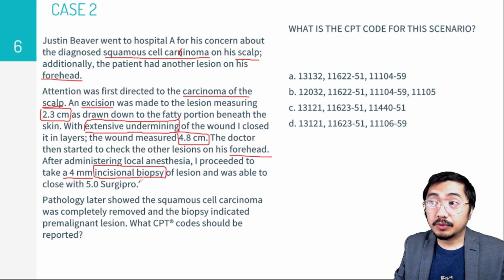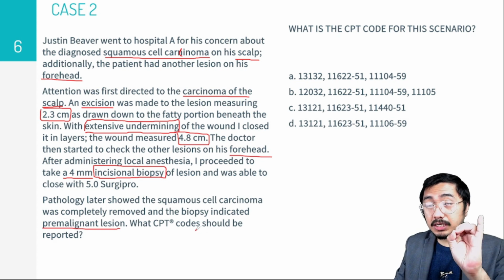The procedure performed, the size, and the sites you all have here. It was able to close with 5.0 Surgipro. Pathology later showed the squamous cell carcinoma was completely removed, and the biopsy indicated a pre-malignant lesion. So we're looking for 3 procedures here: excision, repair, and also your biopsy procedure.